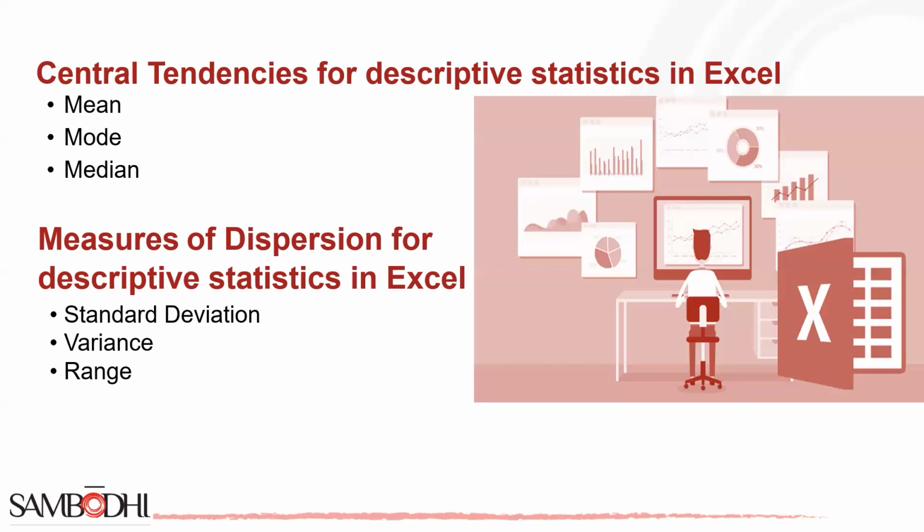Then measures of dispersion for descriptive statistics in Excel: standard deviation, variance, or range. So previously, you saw how a measure of central tendency indicates where most observations fall. A measure of dispersion indicates how closely clustered or loosely spread the data points are around the center.